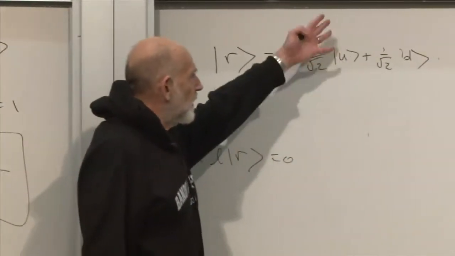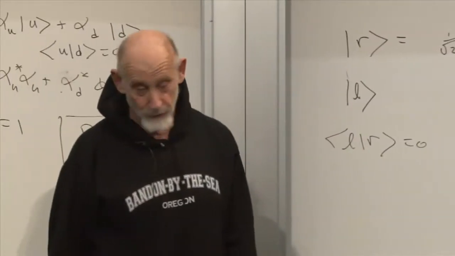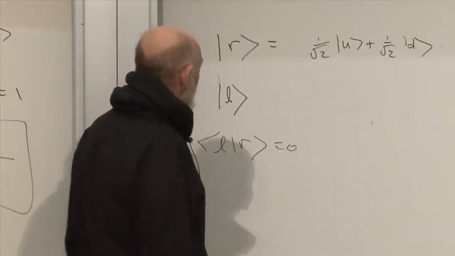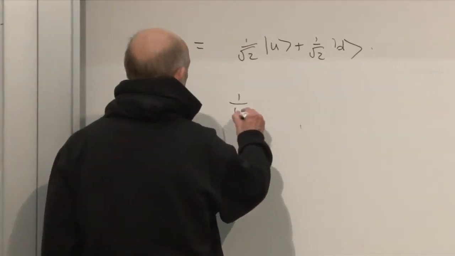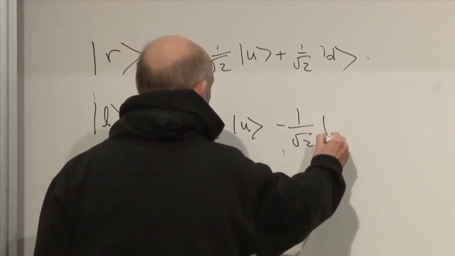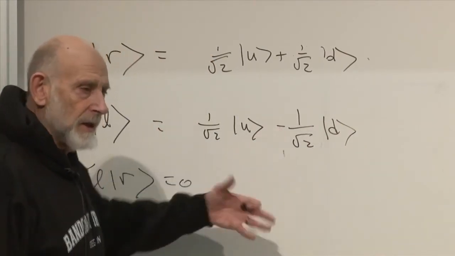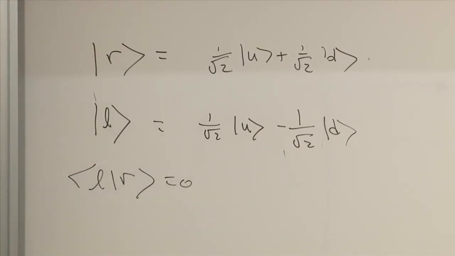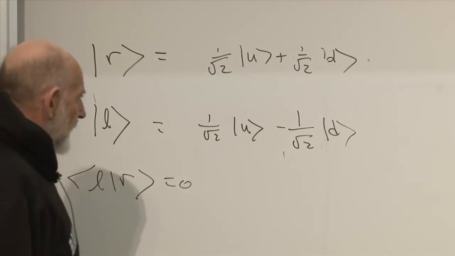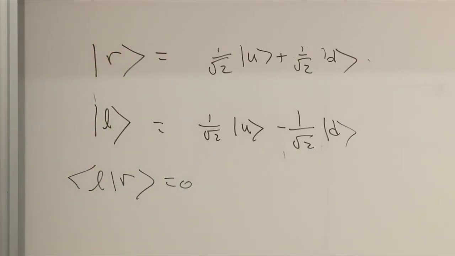Here's right. Is there a vector that's orthogonal to it? Yeah. There is a vector which is orthogonal to it. What is it? 1 over square root of 2 up minus 1 over square root of 2 down. Now, it's ambiguous whether you put the minus sign here or here. Either way will work. And we'll find out that there's no physical difference between those two possibilities. We'll find out later that there's no physics in the overall sign of a vector. So here's one which is orthogonal.